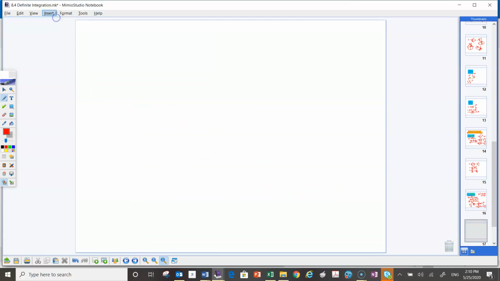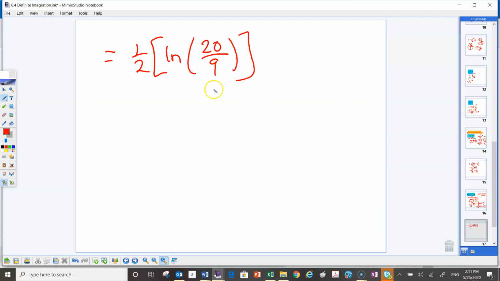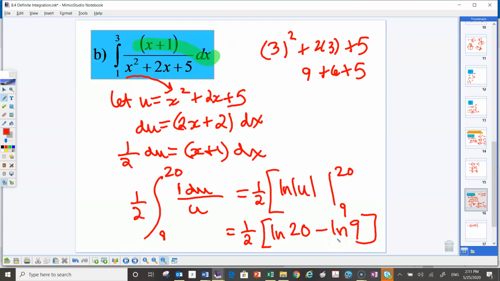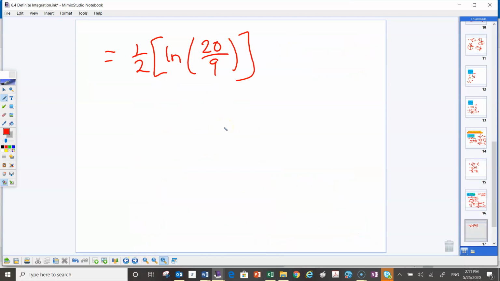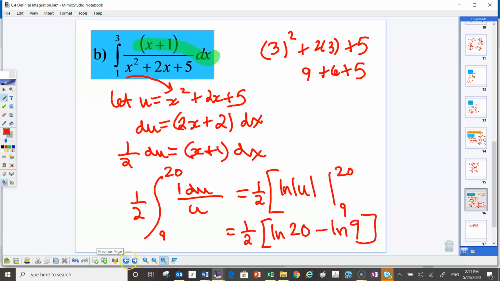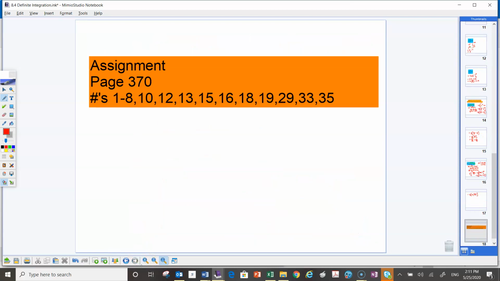Or if you wanted to use your quotient rule for logarithms, you could rewrite it as ln of 20 divided by 8, because we said that if we're subtracting logarithms and they have the same base, you can combine them, provided you divide the numbers within the logarithm. And there would be your final answer. So, definite integrals with u substitution, again: make the u substitution, change your limits, do the integration, and work it all out. So, there is your assignment for section 8.4. Again, if you have any questions, check the answers on the webpage, or feel free to email me.